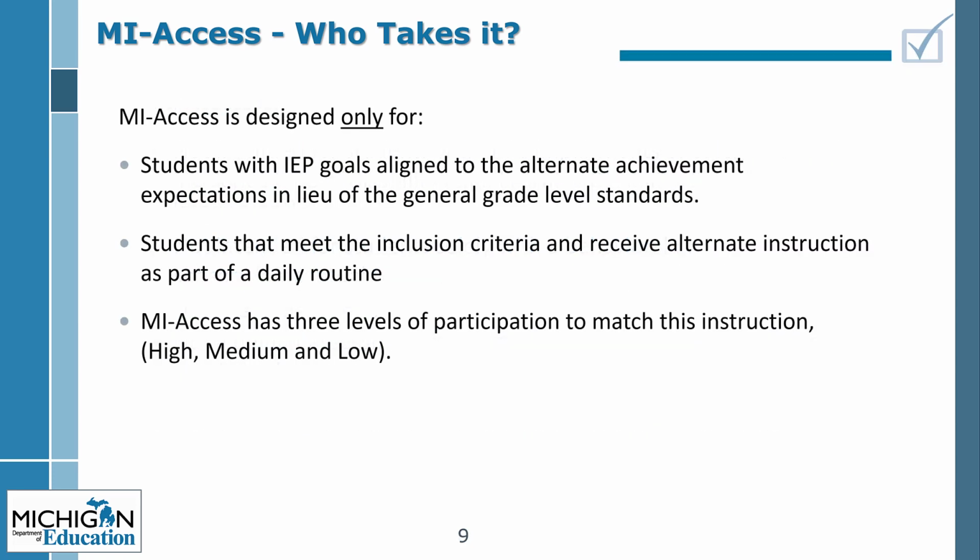My Access is designed only for students with IEP goals that are aligned to the alternate achievement expectations in lieu of the general grade level standards. These are students that meet the inclusion criteria and receive alternate instruction as part of a daily routine. My Access has 3 levels of participation to match this instruction: high, medium, and low.